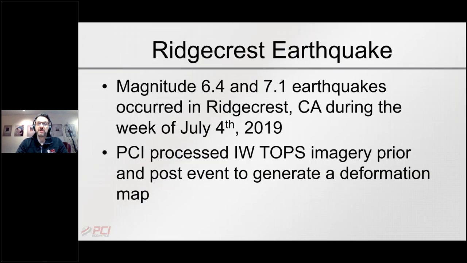So the Ridgecrest earthquake, just for your info, was basically composed of two major quakes, I guess, or one major earthquake followed by an even bigger aftershock. So the initial earthquake was on July 4th, and it was a magnitude 6.4 earthquake. And then there was an aftershock that was actually bigger on July 5th, which was a 7.1. So what we did is we downloaded some interferometric wide data, processed it to generate the deformation maps and measure the actual ground deformation based on this particular earthquake.